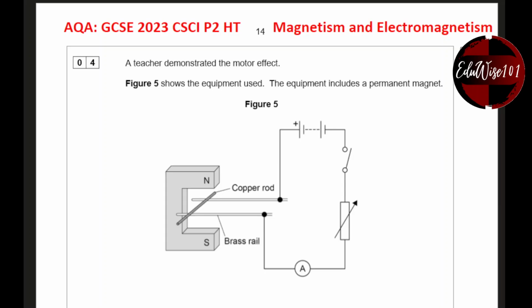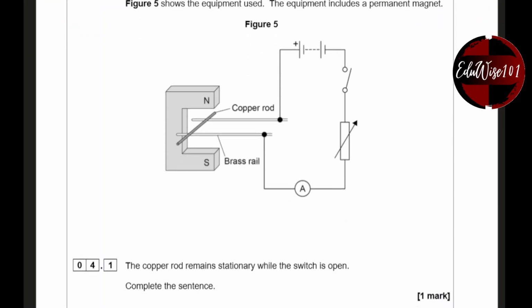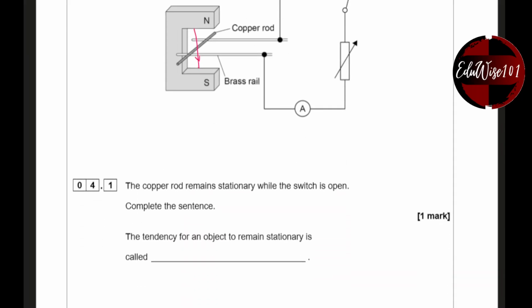The equipment includes a permanent magnet. So you've got a permanent magnet here with the North Pole and South Pole. So the magnetic field is actually going down in this direction. The copper rod remains stationary while the switch is open. Complete the sentence. The tendency for an object to remain stationary is called inertia.